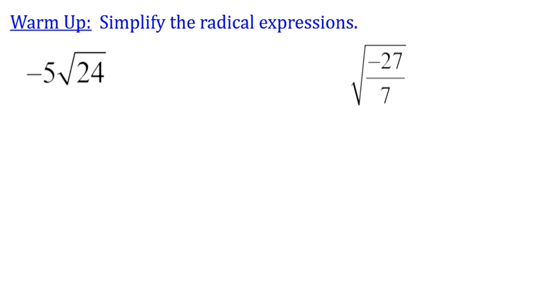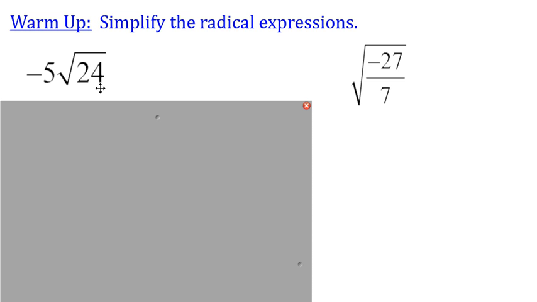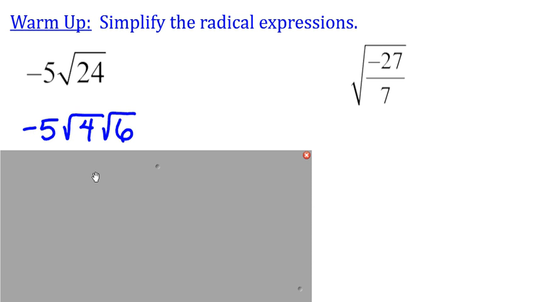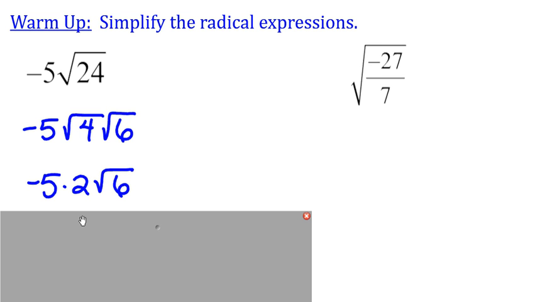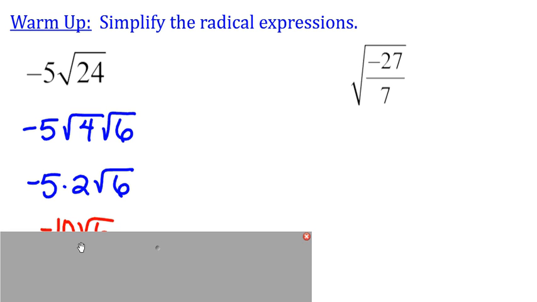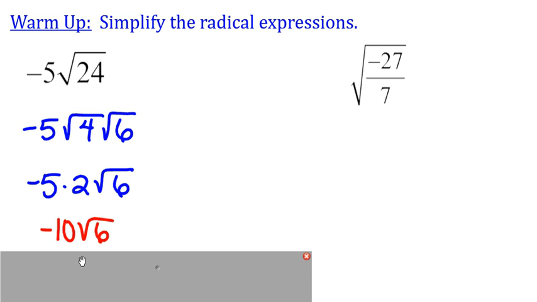A couple of items from the past, again, simplifying the radicals. So here we've got negative 5 times the square root of 24. Again, we're going to ask ourselves the perfect square factors of 24. That would be 4. 4 times 6 is 24. We know the value of the square root of 4 is 2. And we know negative 5 times 2 is negative 10. So negative 5 square root of 24 simplifies to negative 10 square root of 6.